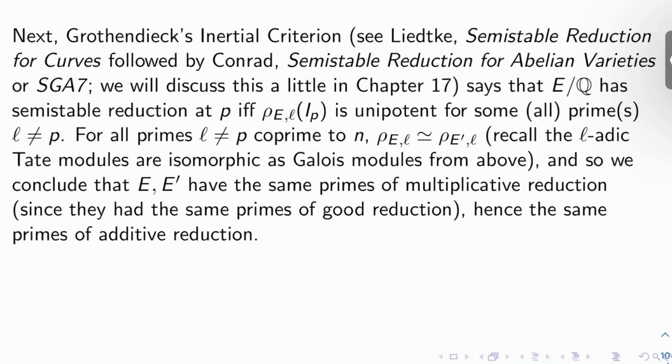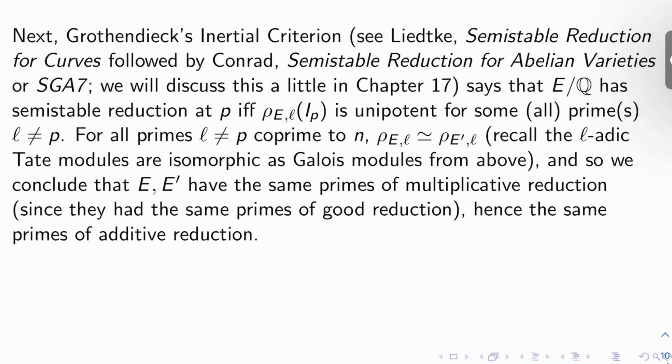Okay. Anyway, what does this criterion say? It says that E over Q has semi-stable reduction at a prime p if and only if the image of inertia at p under the L-adic Galois representation attached to E is unipotent for some, or in fact equivalently for all, primes L that aren't equal to p. So unipotent just means the matrix looks like (1, *; 0, 1), like this.